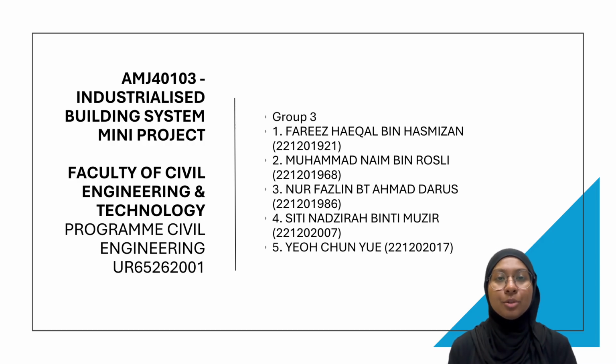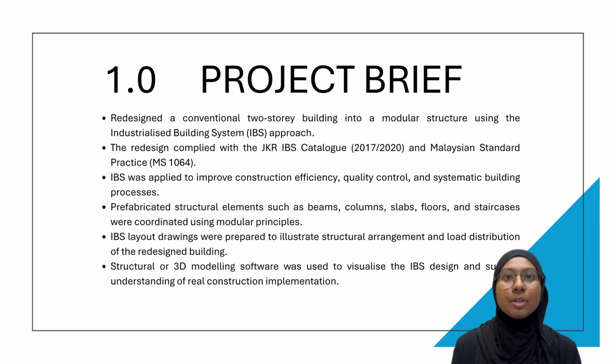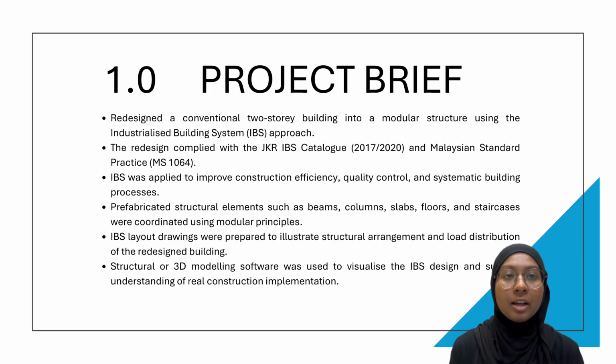I'm going to present to you the Industrialized Building System mini project. So now I'm going to start with the project brief. Our project is to redesign a conventional two-story building into a modular structure using the Industrialized Building System approach. The redesign complied with the JKR IBS catalogue and Malaysian standard practice.